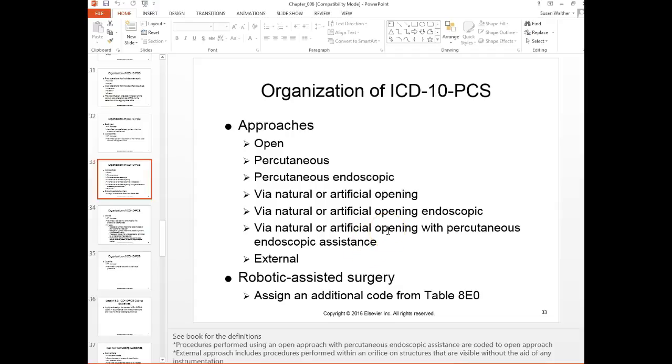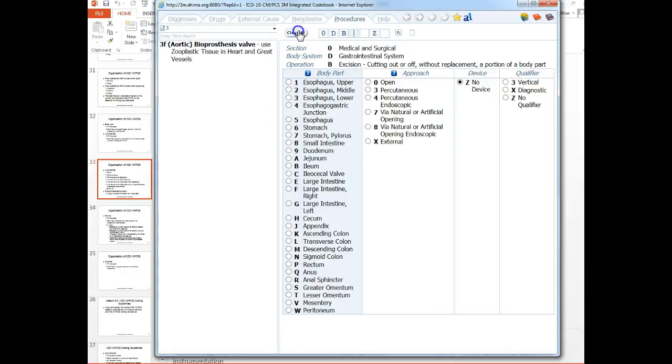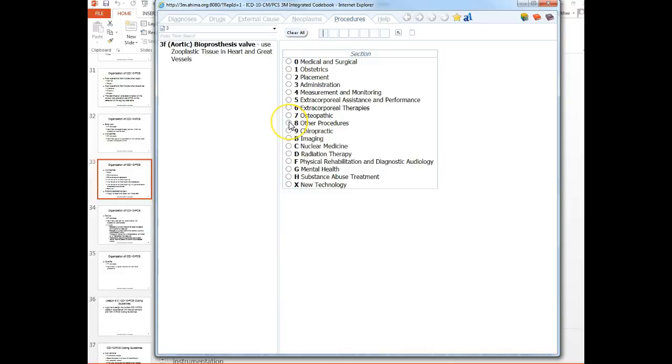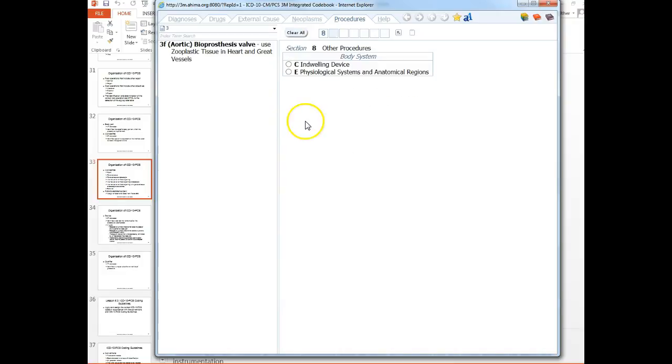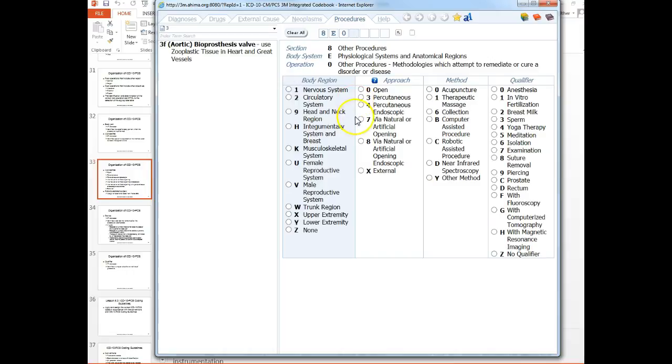And if we were going to look at the procedure codes for this, we would be going into other procedures, and we would be choosing physiological systems and anatomic region, and then other procedures. And you can see that in method we would choose computer assisted procedure or robotic assisted procedure. And you can see that pretty much each of the body regions is listed here. And then of course we have an approach, and we would determine that from the actual procedure.